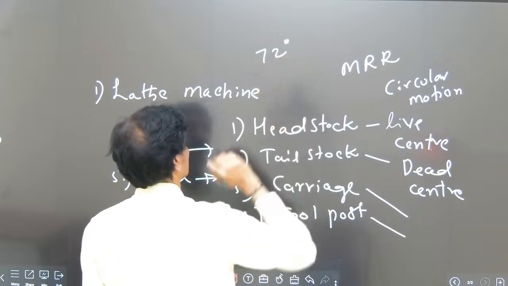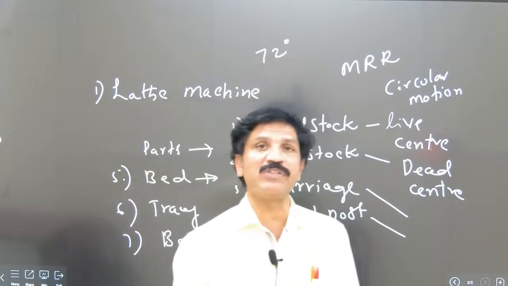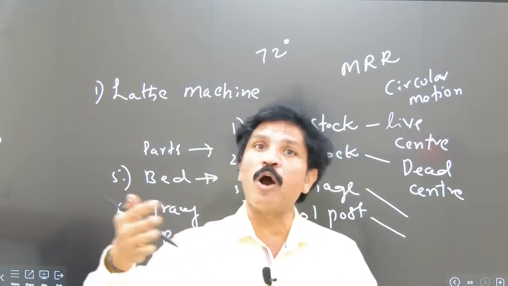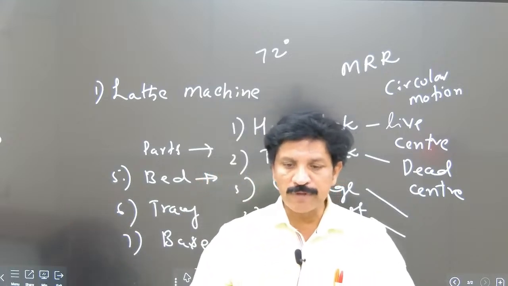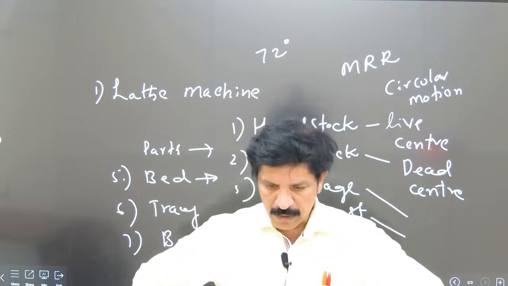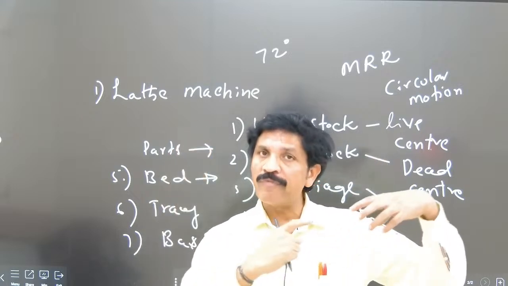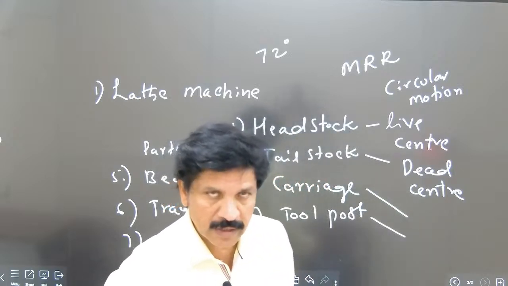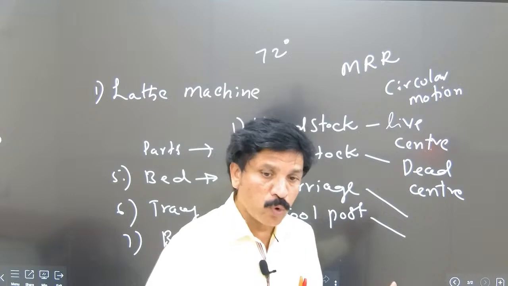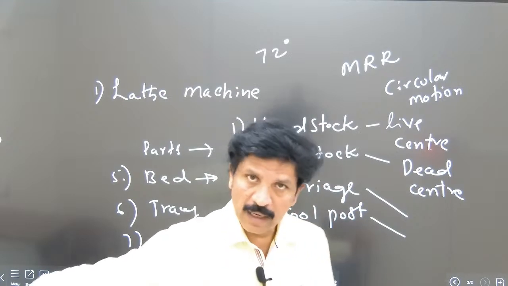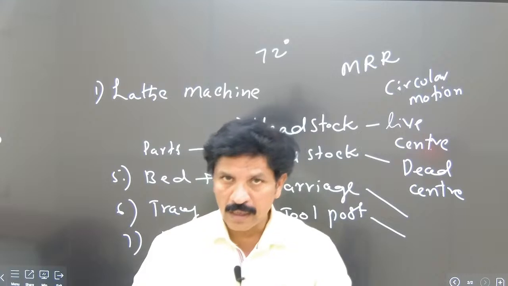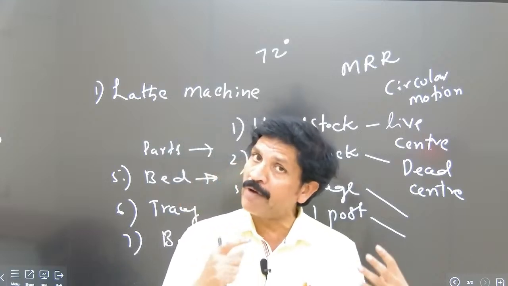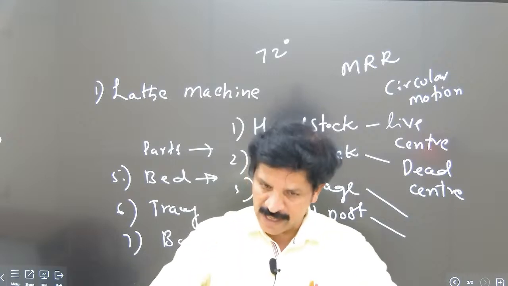72 degrees inclination. Why is it to be fixed with a 72 degrees inclination? In the sense, for the convenient movement of the operator. That means, for example, if all the lathe machines are fixed straight away, the movement of the operator is very difficult, because the operator has to move to the back side or the left side or the right side or in front of the lathe machine.